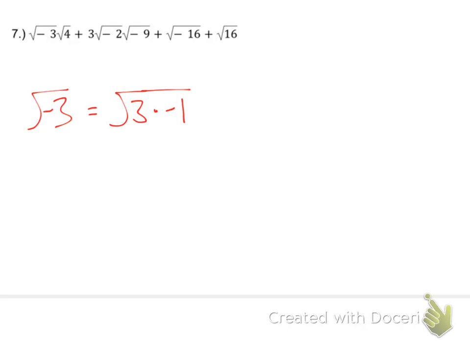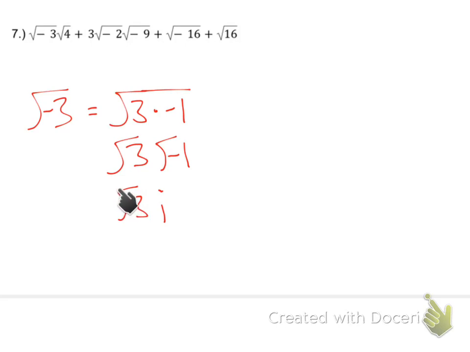But according to what we have been doing with square roots, they both can get their own house, can't they? So that would be square root of 3 times square root of negative 1. Square root of 3, I can't simplify that. But square root of negative 1 becomes i. So this becomes square root of 3i. Notice that I purposely left a lot of space there. i is not inside the square root. Very important, okay?